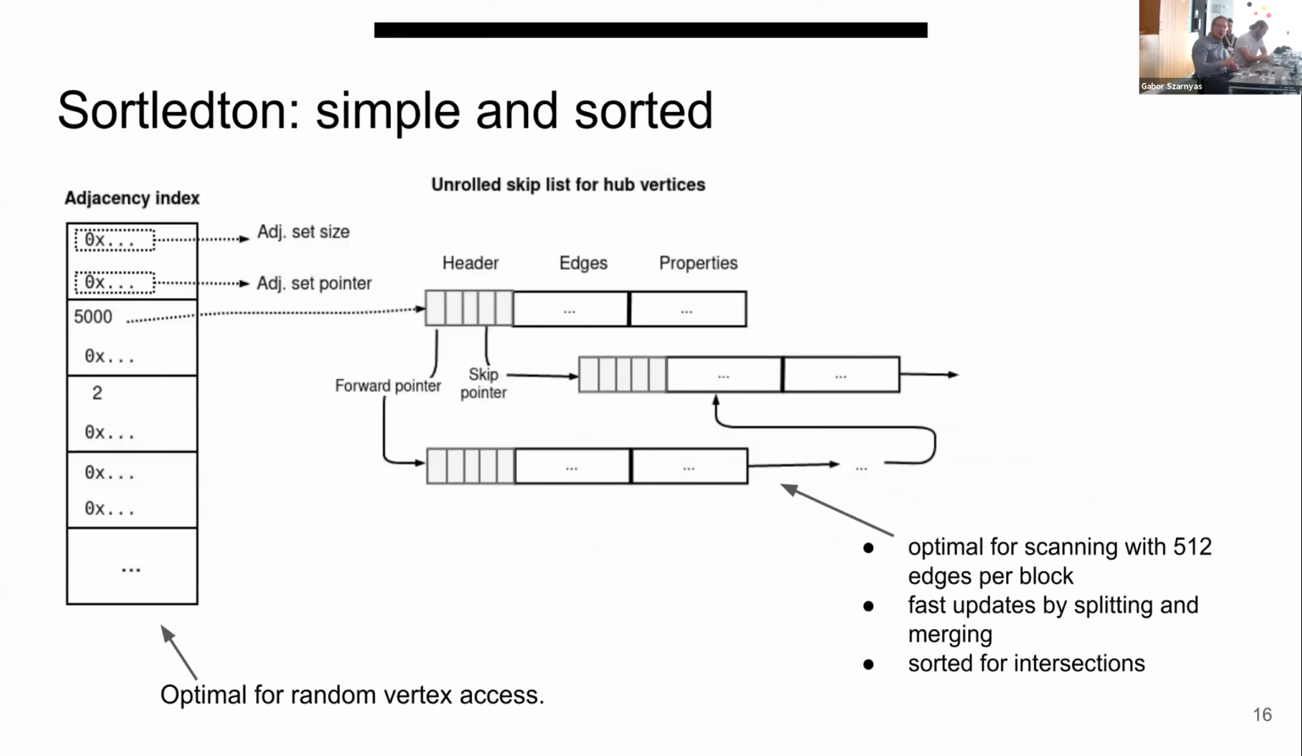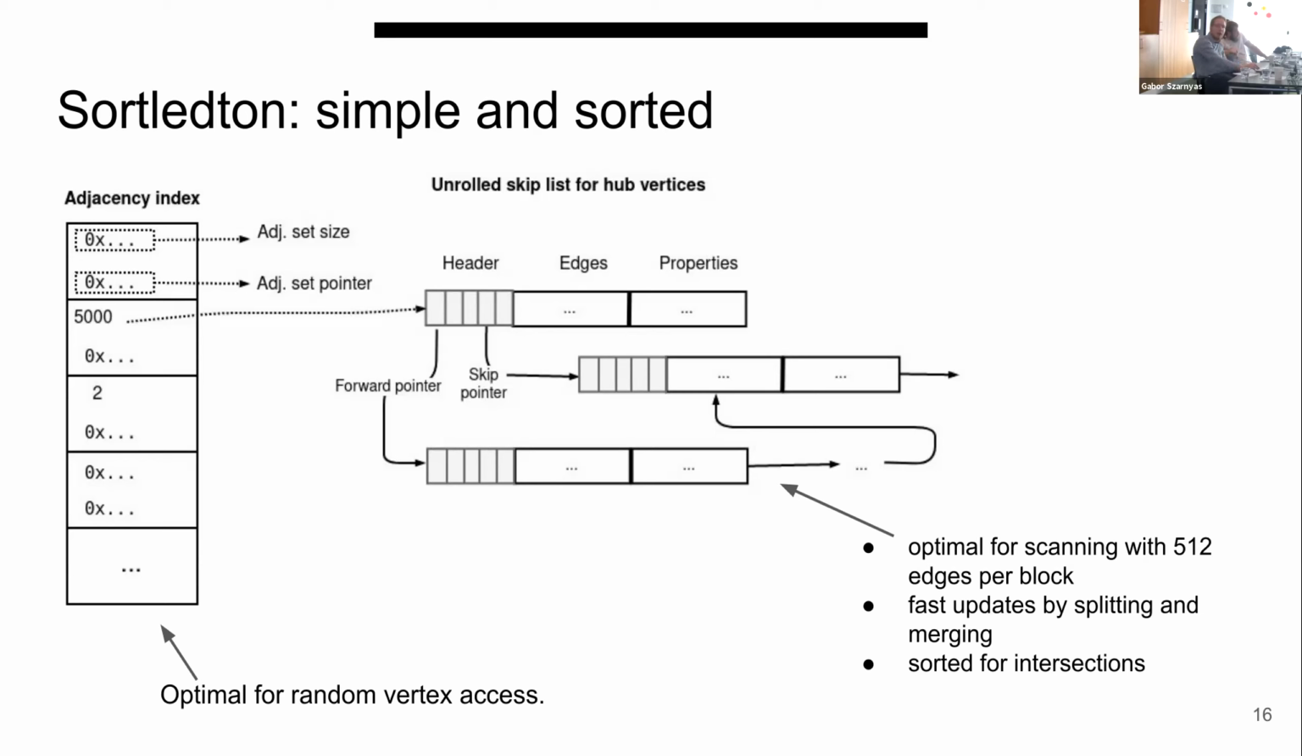And this is it: Sortledton, simple and sorted. We have a simple adjacency index. It's just a vector, and it points to data structures for each neighborhood. For hub vertices, we use the unrolled skip list. An unrolled skip list keeps blocks of edges sorted in memory, and then links those blocks via skip lists. This supports all three operations because we have optimal scanning. We measured that with 512 edges per block, we can't see any difference to a vector anymore because we amortize the random lookups in between. The second one is that we have fast updates by splitting and merging these blocks.